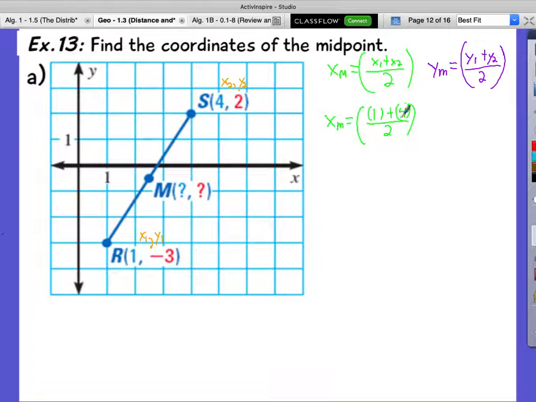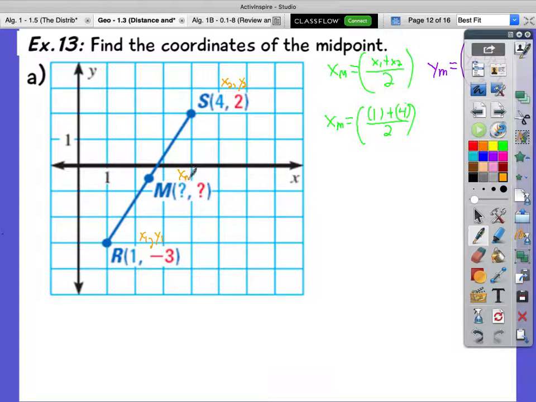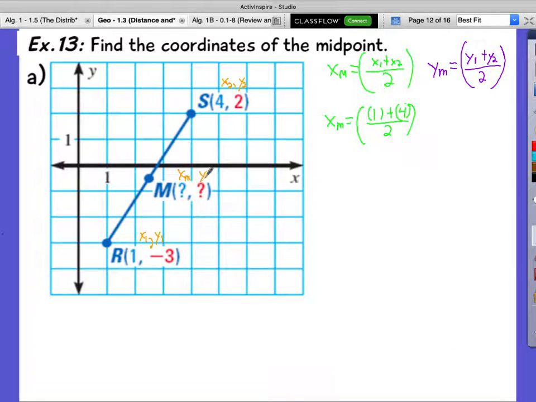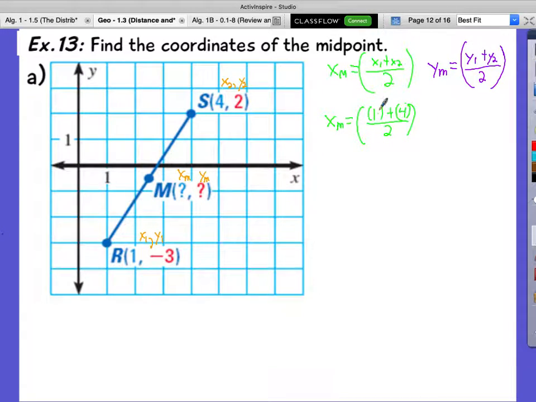What is 1 plus 4? Well, let me back up. We just took this formula and plugged in what we knew. We said we don't know the midpoint yet, x sub m for midpoint, and we don't know the y of the midpoint yet. We know x sub 1, so we plug that in. We know x sub 2, we plug that in, and the 2 stayed the same. So now this turns into an algebra problem that we can solve. What is 1 plus 4? 5. So x sub m is equal to 5 over 2. What can we call 5 over 2? As a decimal, 2.5. So x sub m is equal to 2.5.